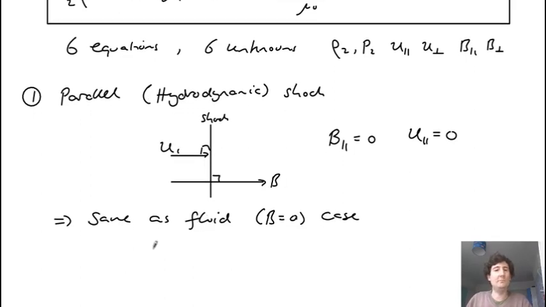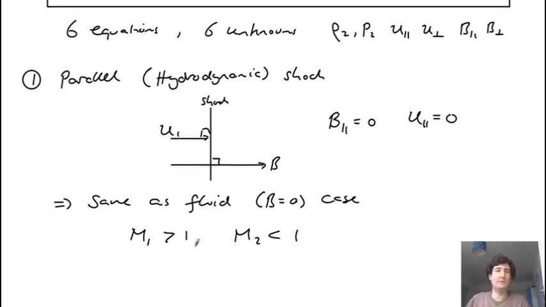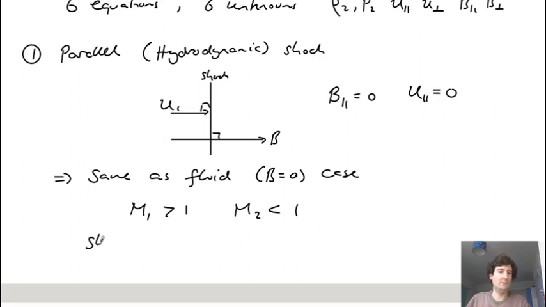And so again you have Mach number M1, so the Mach number in the upstream must be bigger than 1, and the Mach number in the downstream must be less than 1. So it's slowing down from supersonic to subsonic relative to the sound speed. So the shock moves greater than the sound speed into the fluid.